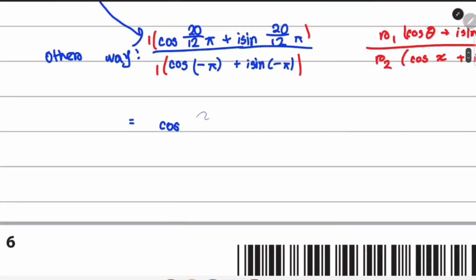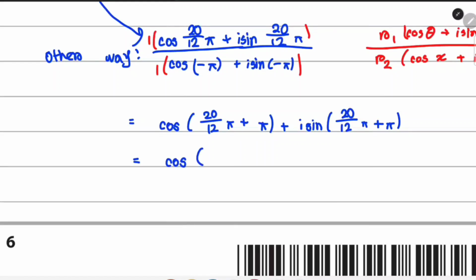So this would have been cos 20 by 12 pi plus pi plus i sine 20 by 12 pi plus pi. This would have been cos 8 pi by 3 plus i sine 8 pi by 3.